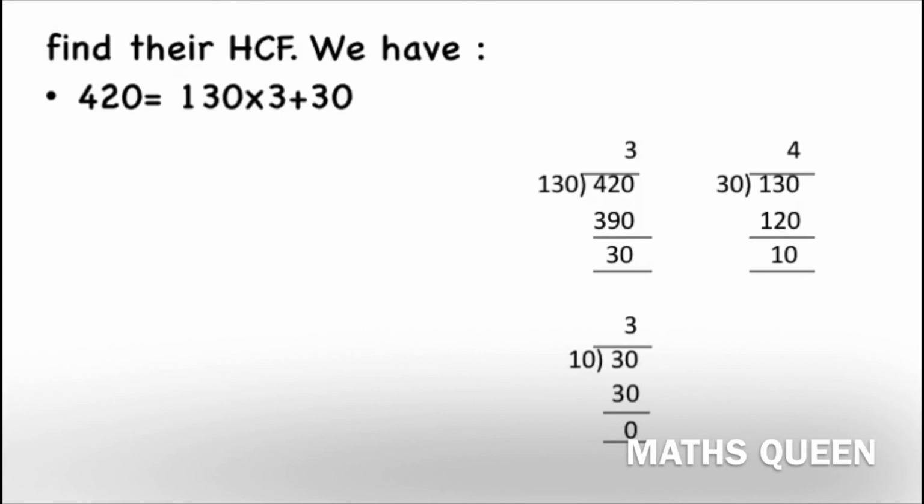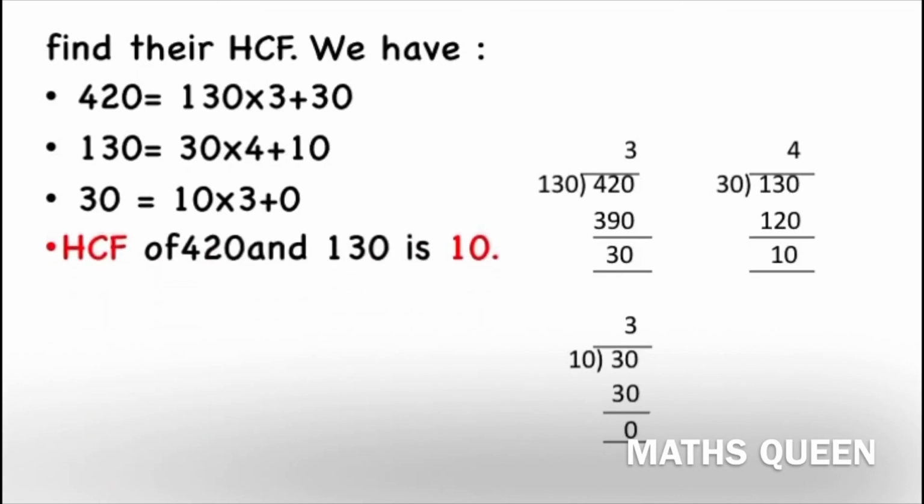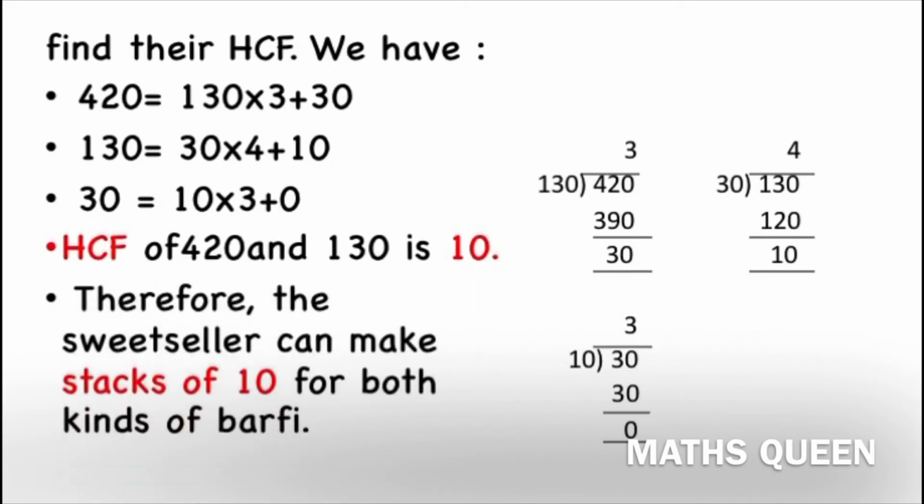That is 420 is equal to 130 into 3 plus 30. Remainder not equal to 0. Applying Euclid's division lemma again to 130 and 30, we have 130 is equal to 30 into 4 plus 10. Remainder not equal to 0 again, so we apply Euclid's division lemma to 30 and 10. We get 30 is equal to 10 into 3 plus 0. Here remainder is 0 and the divisor is 10. So HCF of 420 and 130 is 10. Therefore, the sweet seller can make stacks of 10 for both kinds of Barfis.